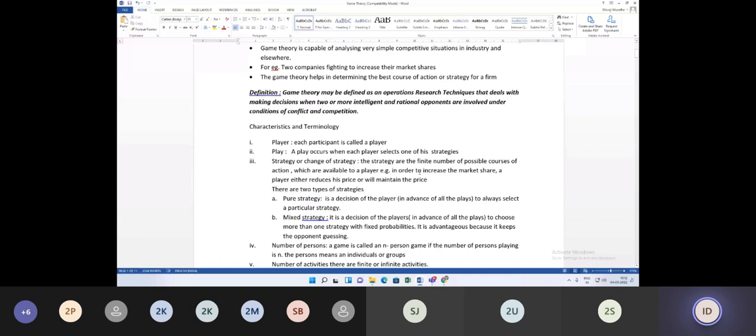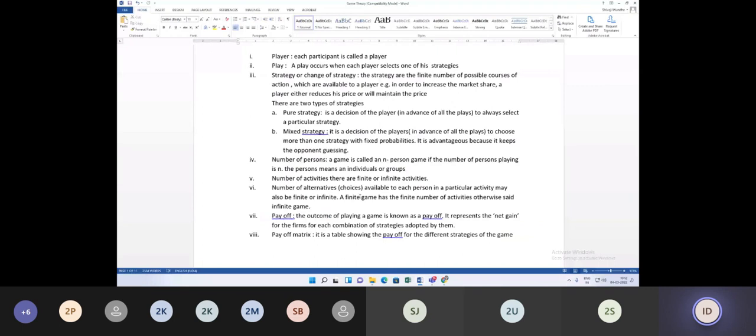Now there are two types of strategy. In game theory, there are two types of strategy. The first is the pure strategy and the other one is the mixed strategy. With the help of an example, we'll discuss. What do I mean by pure strategy? The pure strategy means the decision of the player to always select a particular strategy. In other words, if there is a saddle point, then it is called a pure strategy.